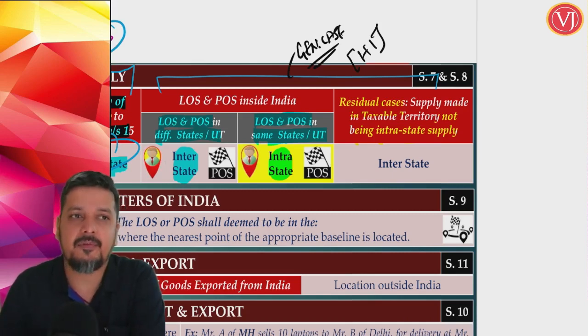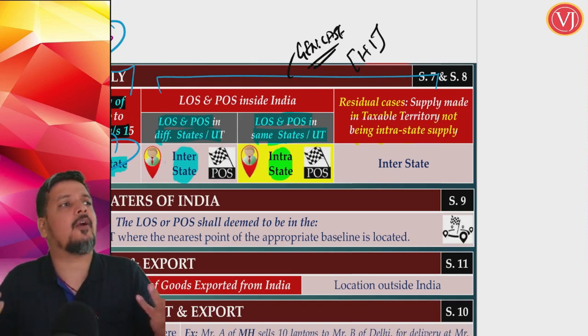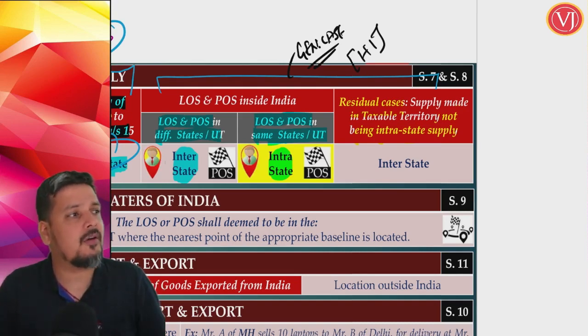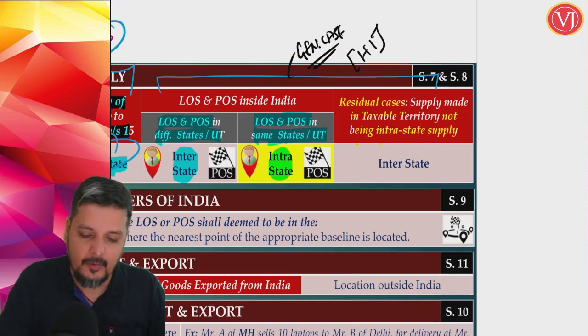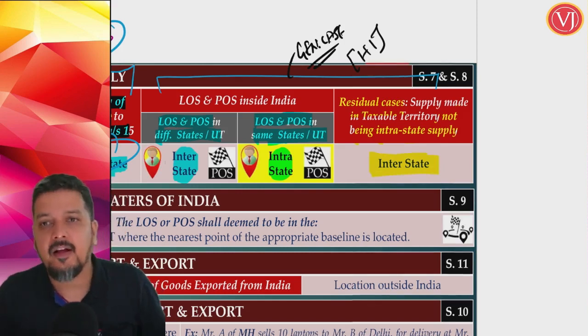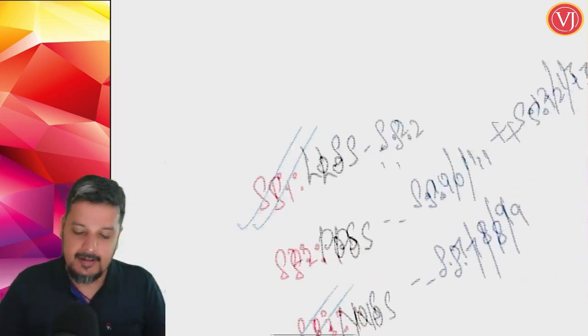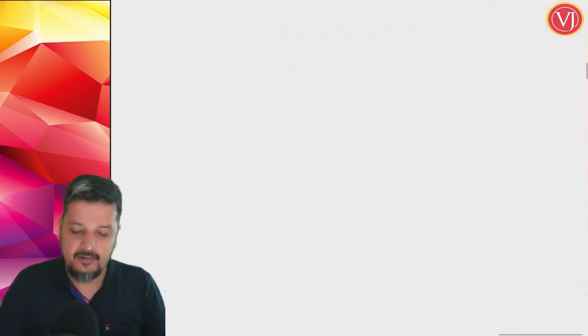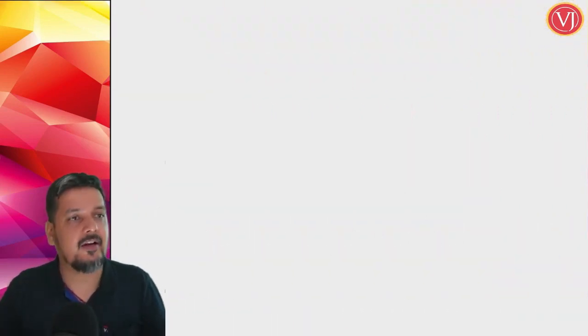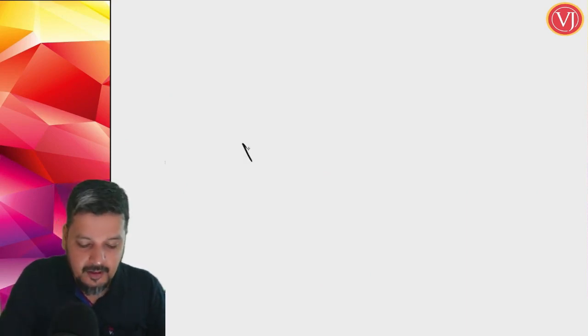Now, what is that exception? Where you are unable to find out any answer. If you are unable to find out any answer, by default, it will be treated as IGST. So, is it possible that we are not able to find out the answer? I'll explain this with one of the RCM cases. There's one RCM scenario called the security lending scheme. There is a lender of security and there is a borrower of security.